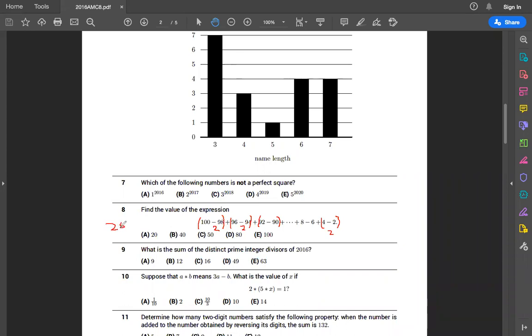So our final answer would be 25 times 2, since each parentheses has a value of 2 within it. And that would give us a final answer of 50.